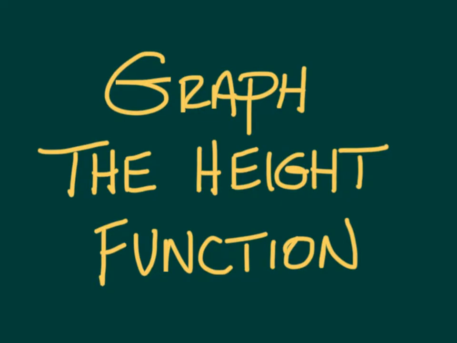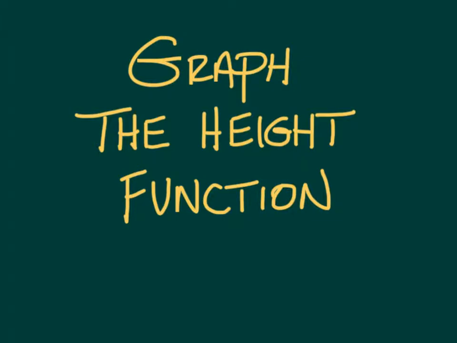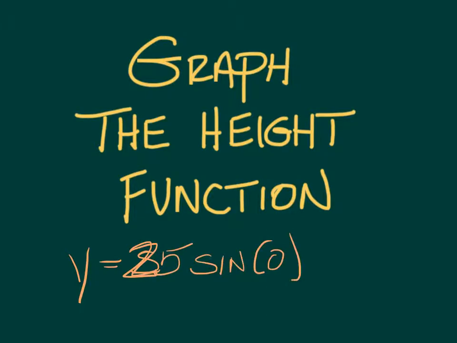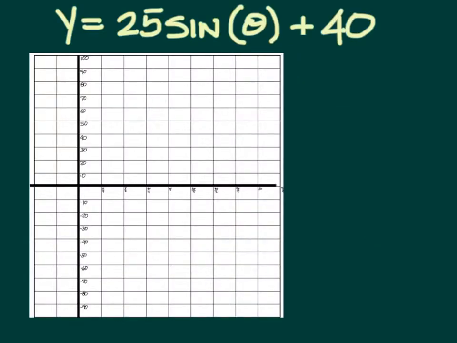We have to graph the height function, and remember the height function has changed. The height function is now y equals, or not sine, but it's 25 sine of theta, and then we had a plus 40 at the end of it. So let's go graph that. So if I put a plus 40 on this, how would it change what I have?